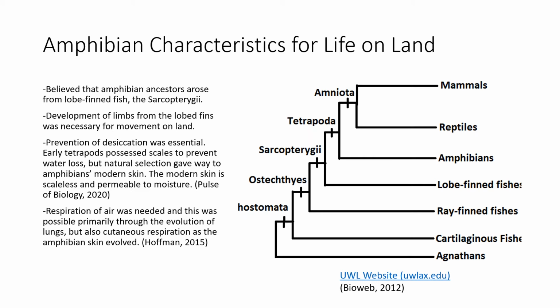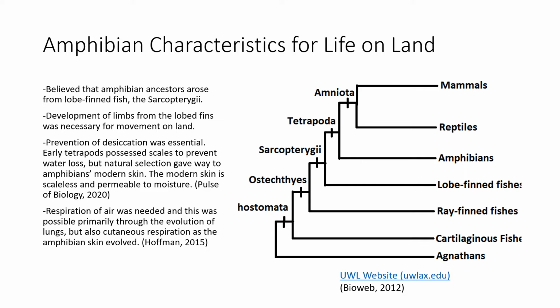Amphibian characteristics for life on land. So breathing in the air was not the only challenge in the move from life to land. There were several others as well, and I will mention them here. So it's believed that the amphibian ancestors arose from the lobe-finned fish, or the Sarcopterygii. And if you look at the figure on the right, it's very useful.